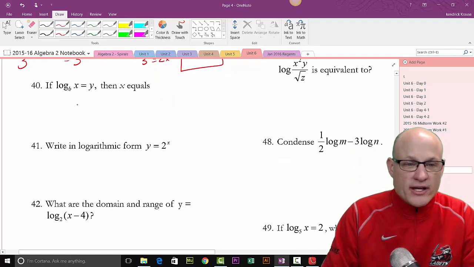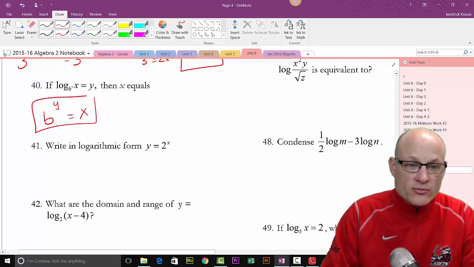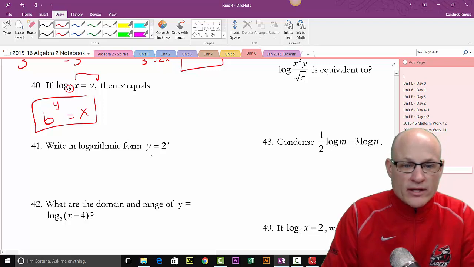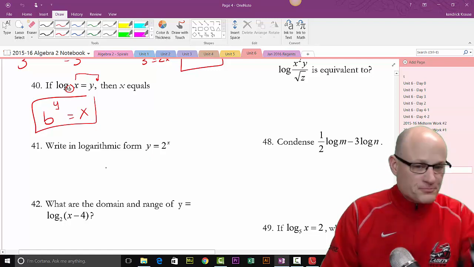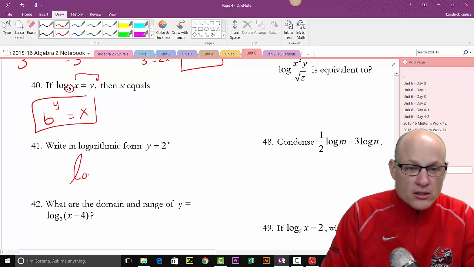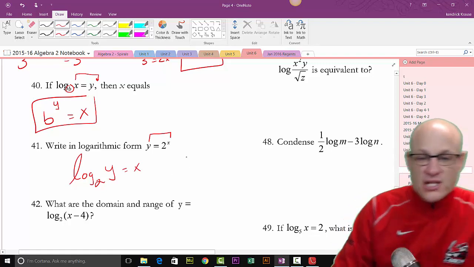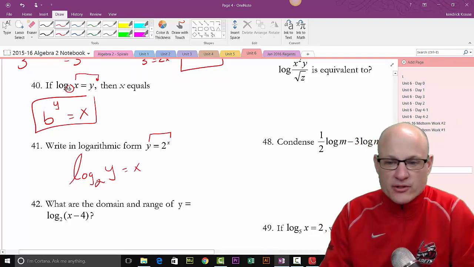So this one just quickly changed the base, so b to the y is equal to x. Done. You just switch. It's all about the base, and then these two switch. Right in logarithmic form, well, it's all about the base, right? Log base 2, and these two switch, of y is equal to x. Done. Wow, that was easy.